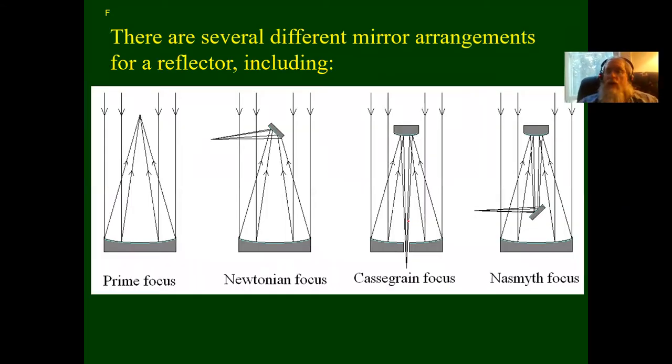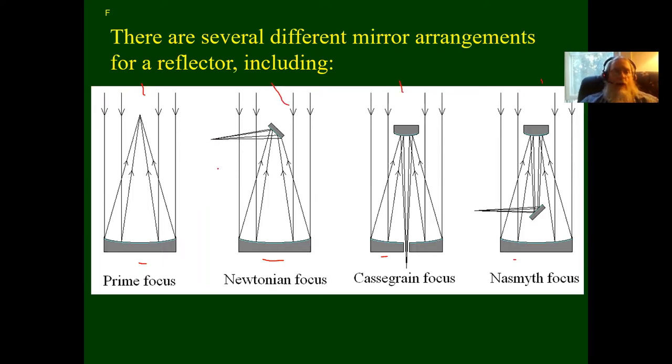Now, maybe we should consider this another advantage of reflectors, that there are a number of different ways you can arrange the mirrors. So more diversity in reflectors. And you can even use multiple arrangements on the same telescope. So these are four of the most common arrangements. In all of these, the telescope is looking up. So these are the primary mirrors down here. Light's coming in from above.